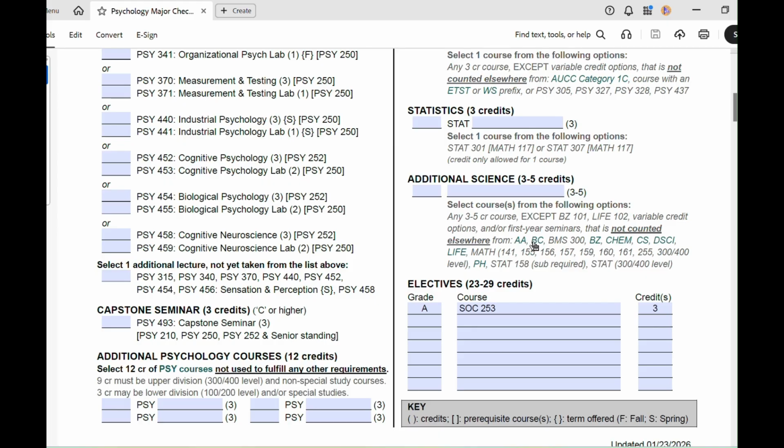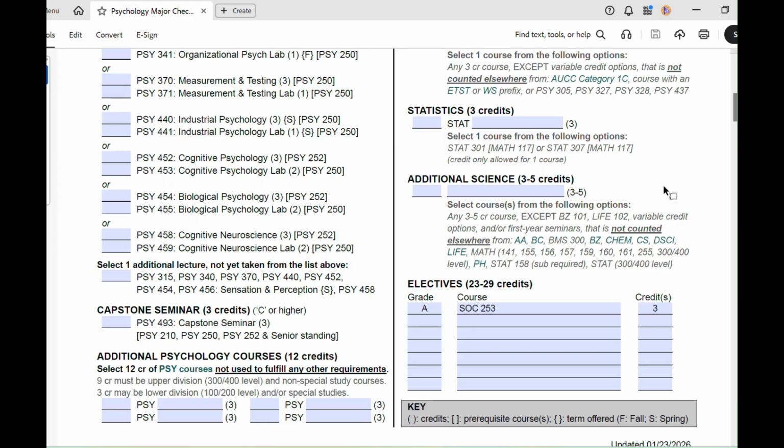So your options can be astronomy, biochemistry, human physiology, botany, zoology, chemistry. You could take a second computer science course, data science, life science, math at the calculus level or above, physics, or a second 300 or 400 level statistics course.